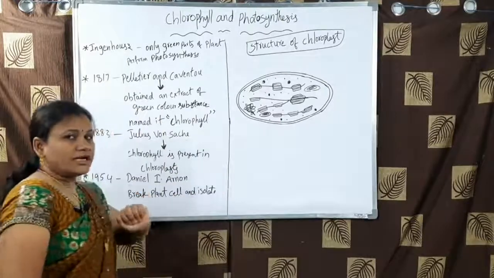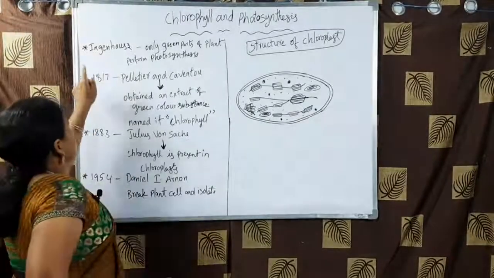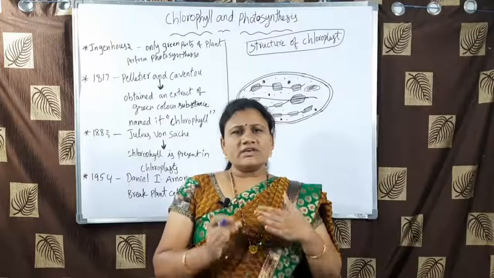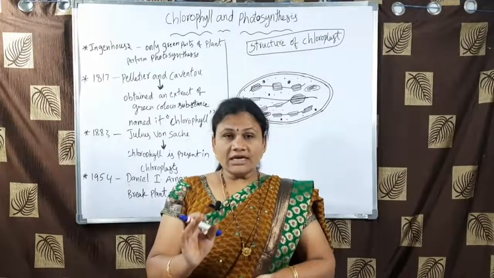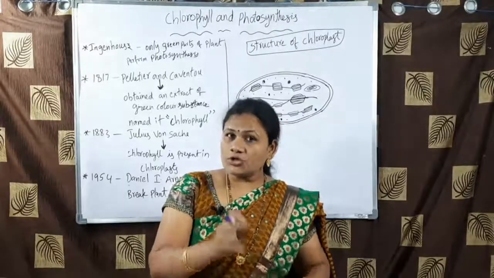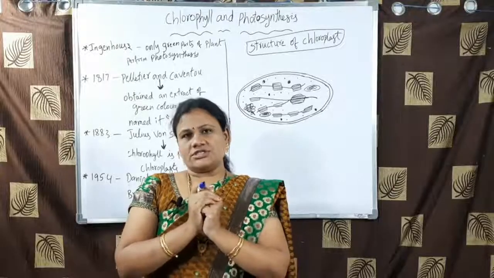Before entering into the topic, we should know one scientist. His name is John Ingenhousz. Ingenhousz wanted to know more about photosynthesis, so he conducted several experiments regarding that. Finally, he found that photosynthesis takes place only in the green parts of the plants. So according to him, only green parts of the plant will participate in photosynthesis.